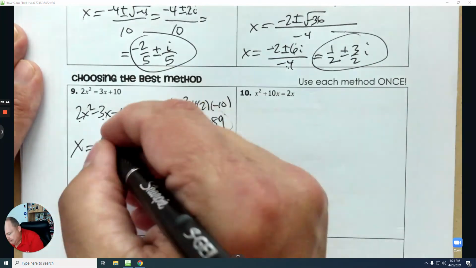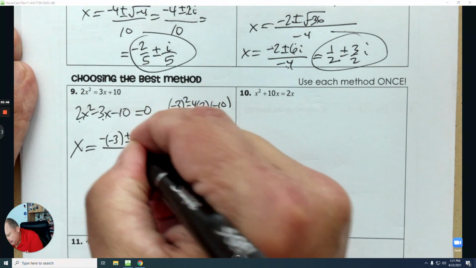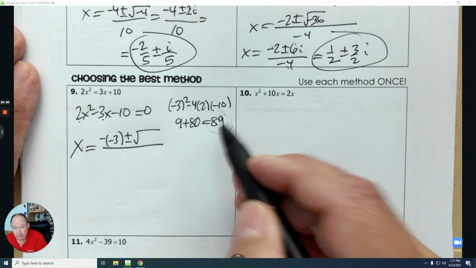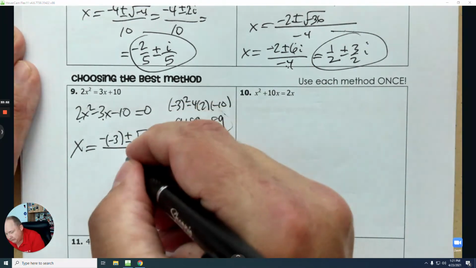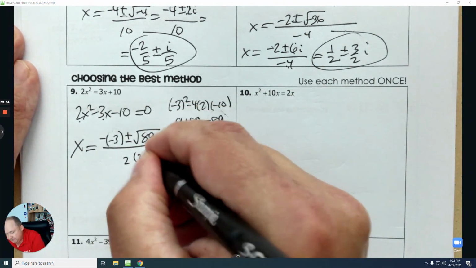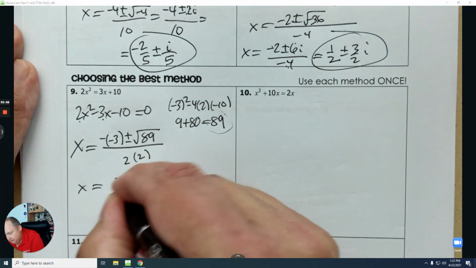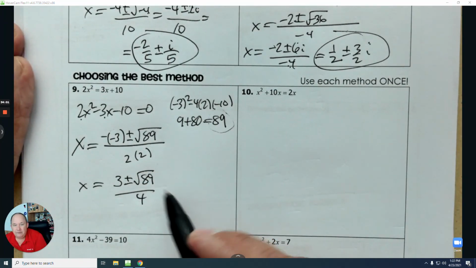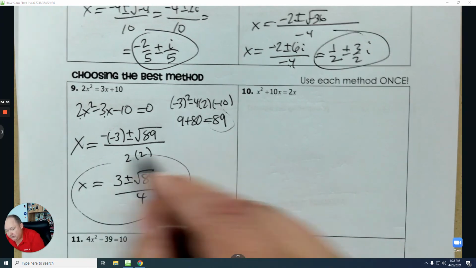So negative b plus or minus. Now we already did b squared minus 4ac, so we know that answer is 89. I don't need to do it again. And then 2a in the denominator. So we have 3 plus or minus the square root of 89 over 4. There's no way to reduce down 89, so there's your answer.